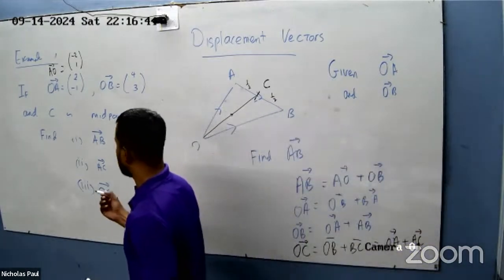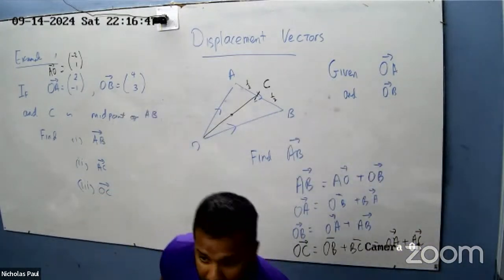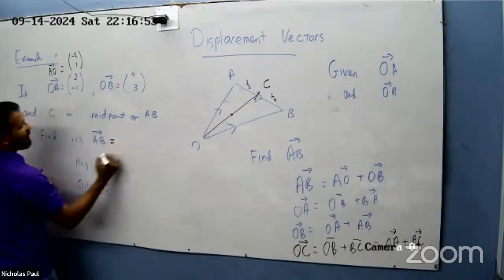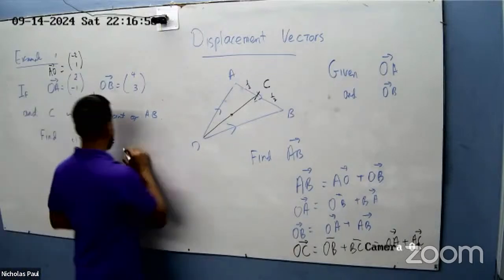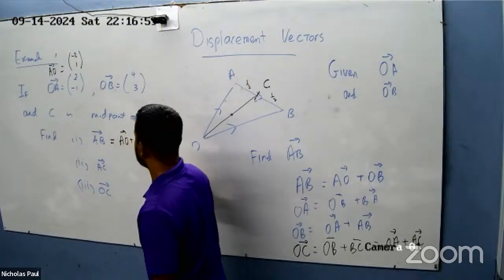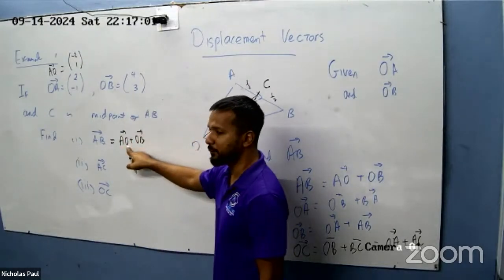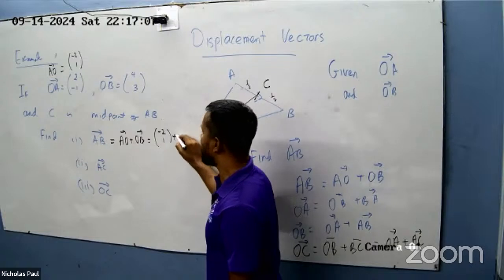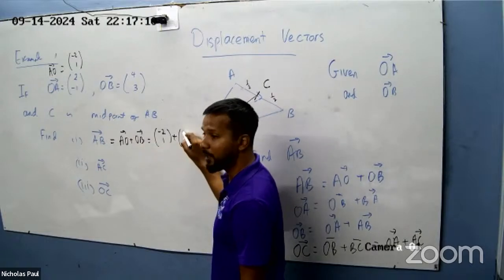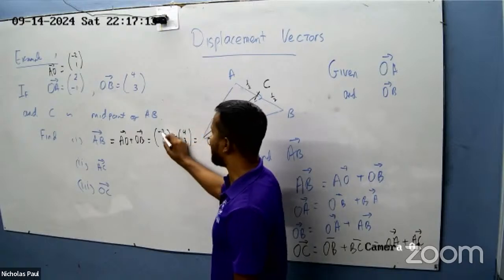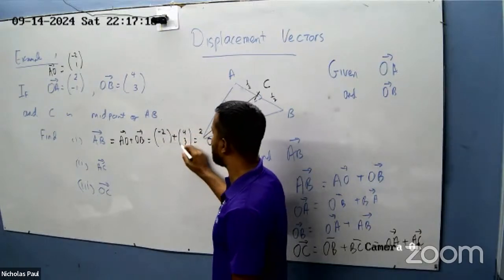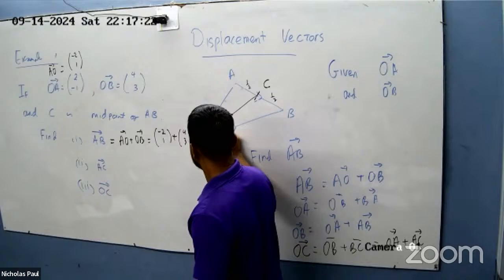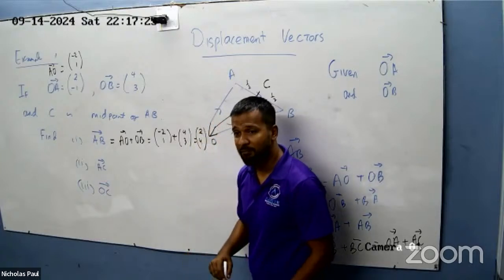Alright, ready? Right, AB. Jeremy, what is AB? AO plus OB. AO is what? (-2, 1), and OB is what? (4, 3). So when you add it up, minus 2 plus 4 is 2, and 1 plus 3 is 4. Everybody okay with that? (2, 4)?